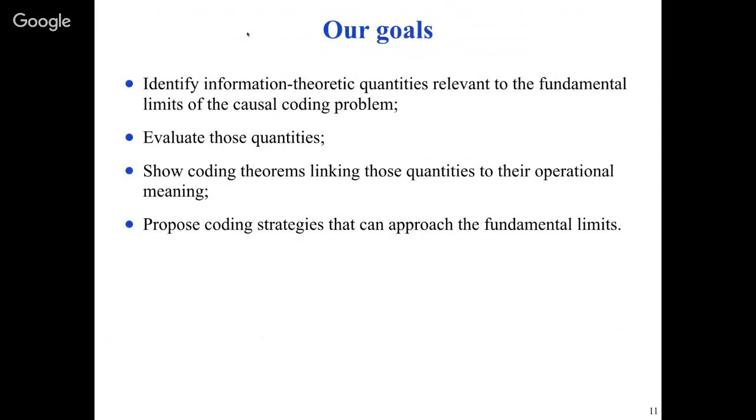Our goals are the following. We would like to identify information-theoretic quantities that are relevant to the fundamental limits of these causal coding problems. We would like to also be able to evaluate those quantities, so we're really looking for information-theoretic quantities that are computable. And we would like to show coding theorems linking those quantities to their operational meaning. We would also like to take all these information-theoretic insights and propose coding strategies, and maybe design strategies even for these control systems that can approach the fundamental trade-offs that we're going to determine between rate and cost.